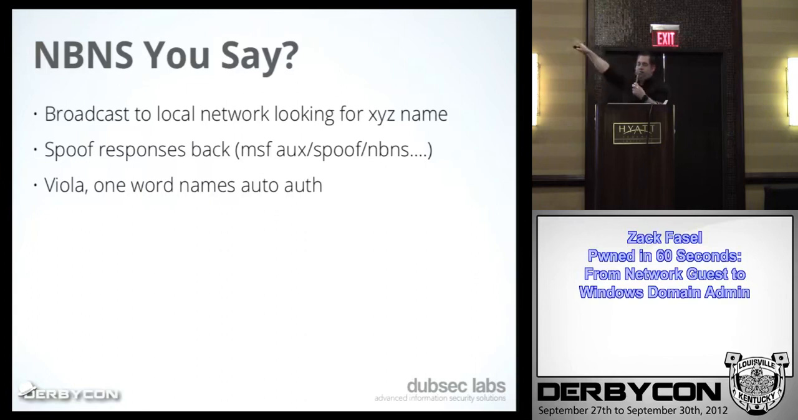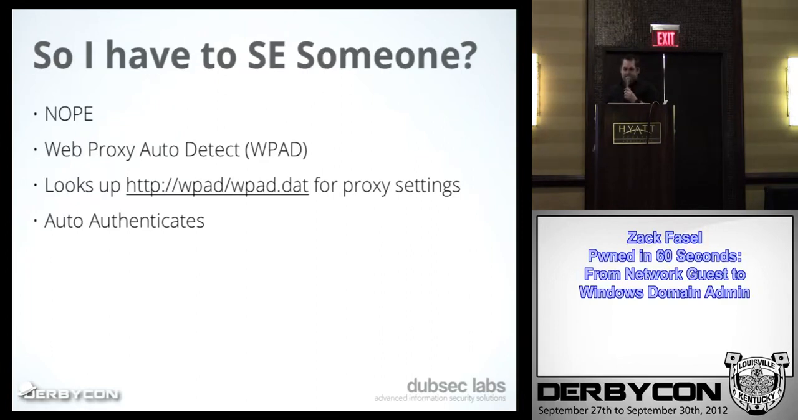I'm sorry, I also forgot WINS servers in that last slide. It just clicked, but it's in there. NBNS, though, is the network broadcast. Now, there's tools that do it. Voila, you get one-word names to auth. But, well, I mean, you got to go to a web page and have someone go to something. And so I have to social engineer someone?